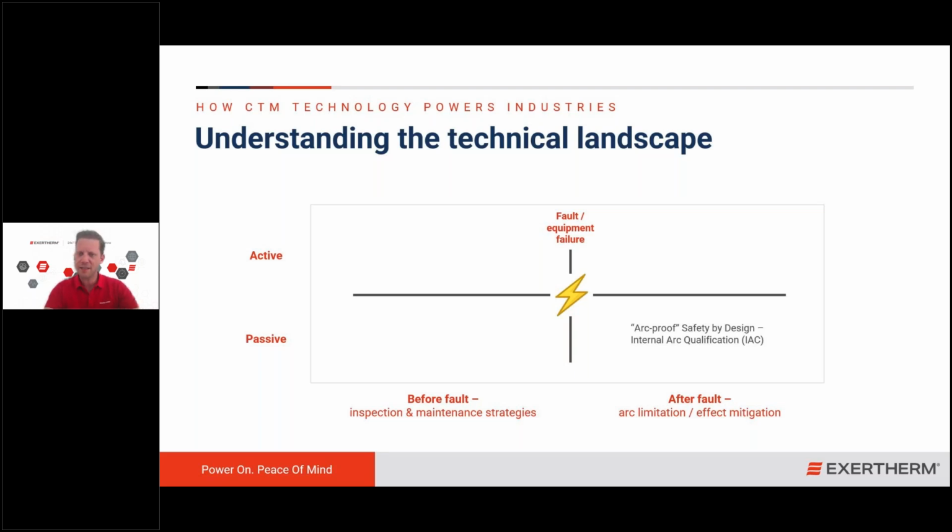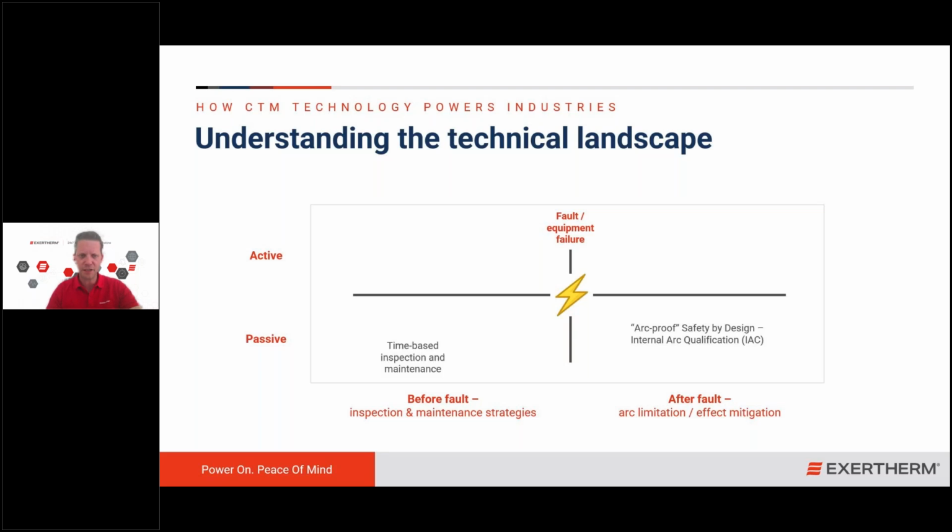And for decades, the industry has been putting their heads together and designing, type testing, manufacturing and rolling out equipment that is safe by design. Arc-proof equipment, in IEC they call it internal arc classification or qualification. It's basically around getting equipment designed with pressure relief flaps and ducts and chimney systems for keeping people safe, the operational level safe, and guiding, in the case of an internal arc fault, the ionized flames and the hot plasma and the pressure wave away to a safe area.